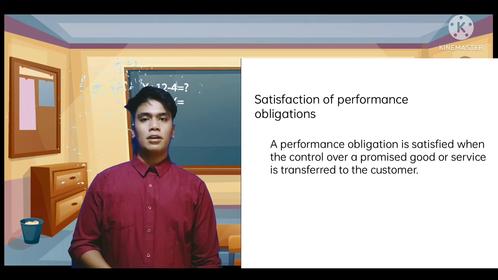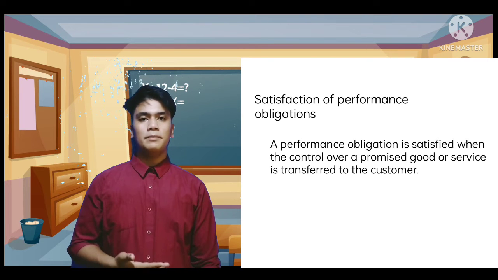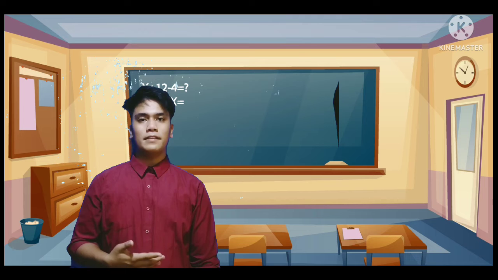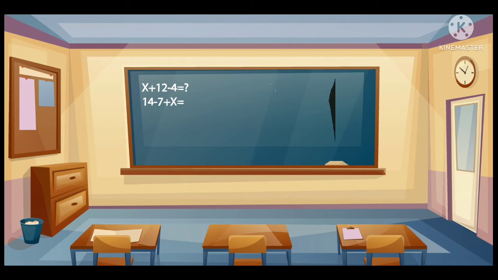Satisfaction of performance obligations. A performance obligation is satisfied when the control over a promised good or service is transferred to the customer. Control is the ability to direct the use of and obtain substantially all of the economic benefits from an asset. It includes the ability to prevent others from obtaining those benefits. Control exists even if only momentarily when goods or service are received and used.